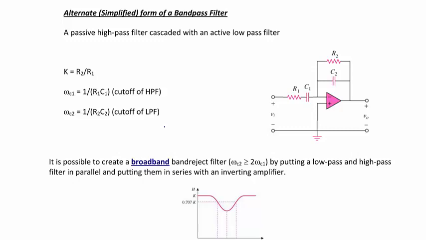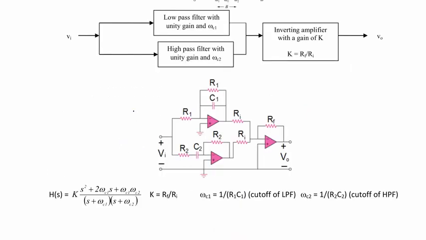However, the advantage of using this type of filter is that it uses fewer operational amplifiers than the circuit we just evaluated. It is also possible to create a broadband band reject filter where omega C2 is greater than or equal to 2 omega C1 by putting a low pass and a high pass filter in parallel and putting them in series with an inverting amplifier. So here's the block diagram for this circuit. You have an input which goes to a low pass filter with a unity gain at omega C1 and a high pass filter with a unity gain at omega C2. And then you have the inverting amplifier with a gain of K equal to RF over RI.